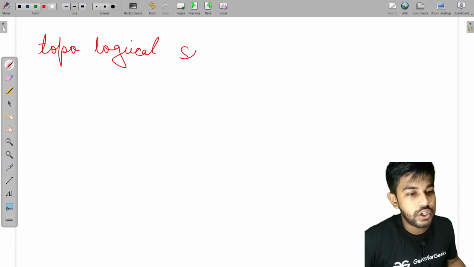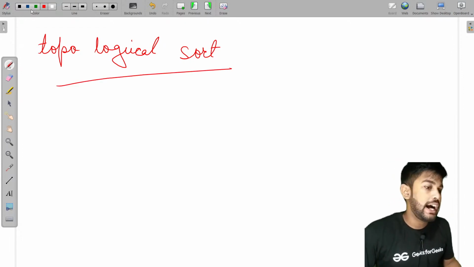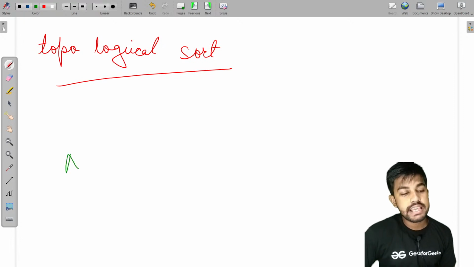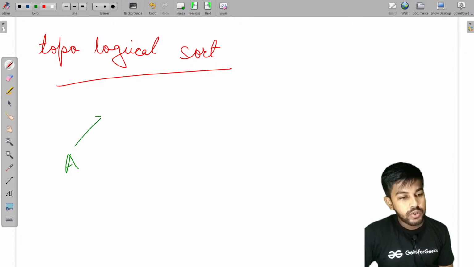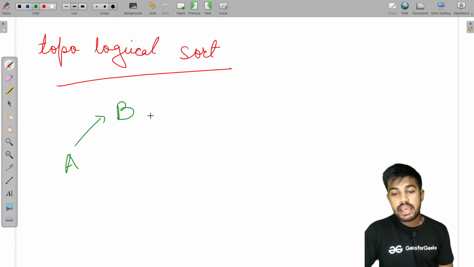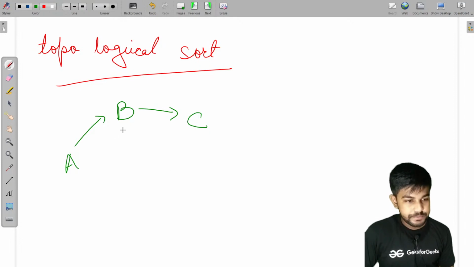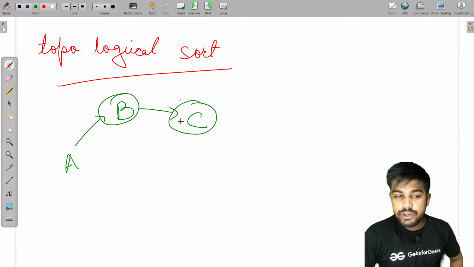Topological sort. Now, what is topological sort? I would explain why topological sort can be used. Suppose there is a course A, and to learn course A, I need to learn course B, and to learn course B, I need to learn course C. Now these are all the dependencies and we need to find a way.